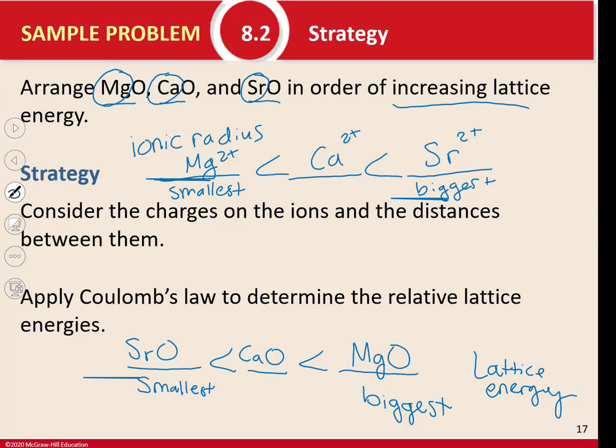So if I'm just asking you to compare which one's bigger or put in order of increasing, use Coulomb's law and the idea of the charges or the distance. Do not go through calculating the lattice energy if all it's asking you to do is compare. Any questions about that before we go into actually how to calculate it?